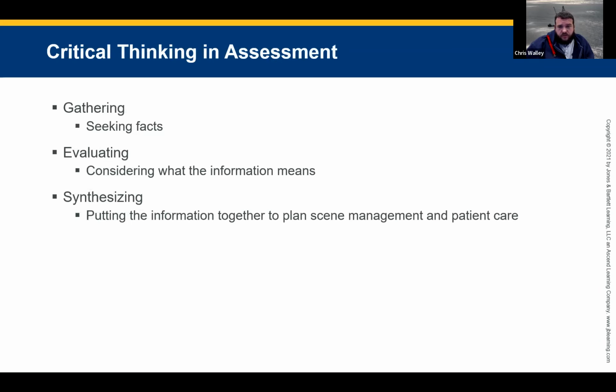All right. So critical thinking is the essential component in assessing a patient and involves gathering and seeking facts to help make clinical decisions and scene management. Evaluation is considering what the information gathered means, and synthesizing is putting together the information that you have gathered and validated into a plan to manage the scene and or care for the patients.